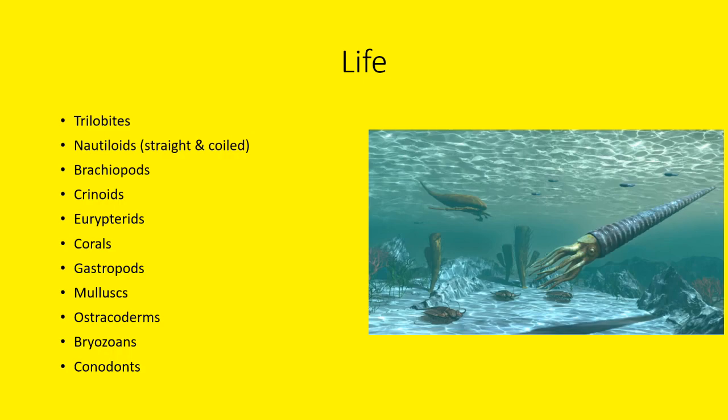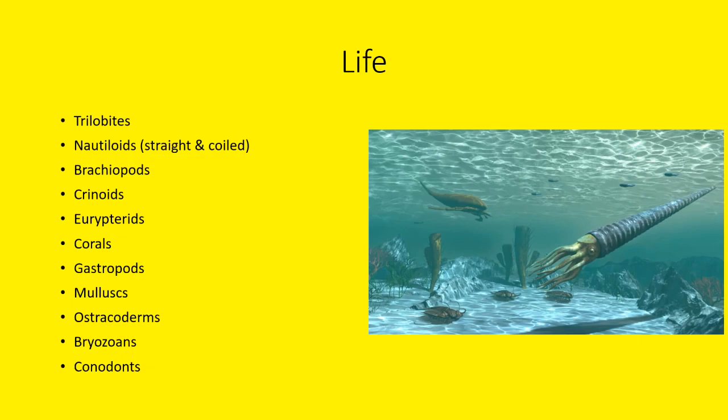Orthocones were around, and of course coiled nautiloids, those things that would look like ammonites, and they have the coiled shells. You can also have brachiopods. Brachiopods were very common in the Ordovician. They were very prominent there. Crinoids were also around, those sea lilies, and the eurypterids, which are nicknamed the sea scorpions. And so you got those, but they were not the top predators. Those would have been the nautiloids. Nautiloids were the top predators, mainly the straight cone nautiloids.